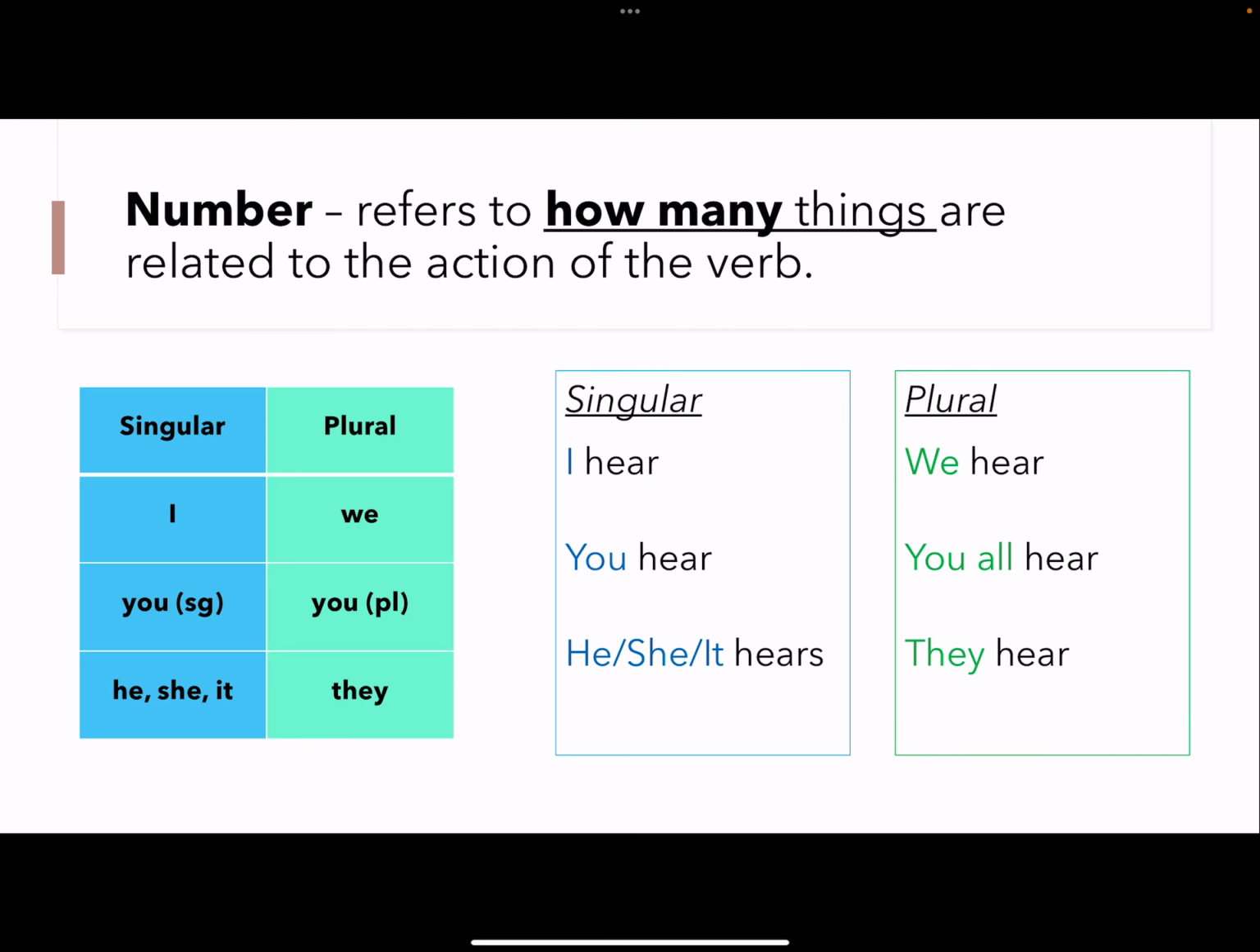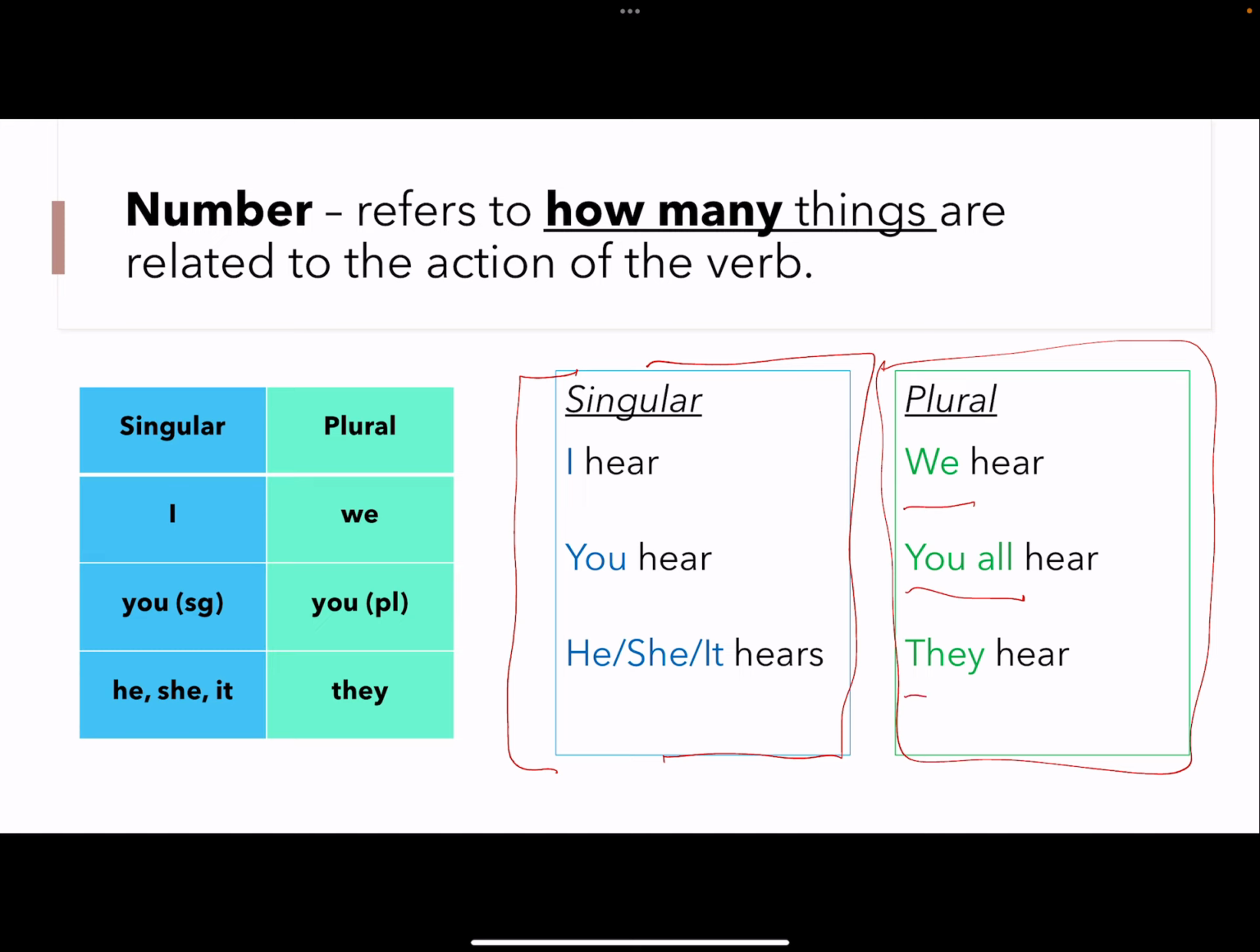We can obviously also have number, and we saw that just in the previous slide. The singular versions would be I, you, he, she, it. The plural versions would be we, you all, they. And this is simply saying, is it one single person who's doing the hearing or the speaking, or are there many people who are doing the hearing or the speaking?